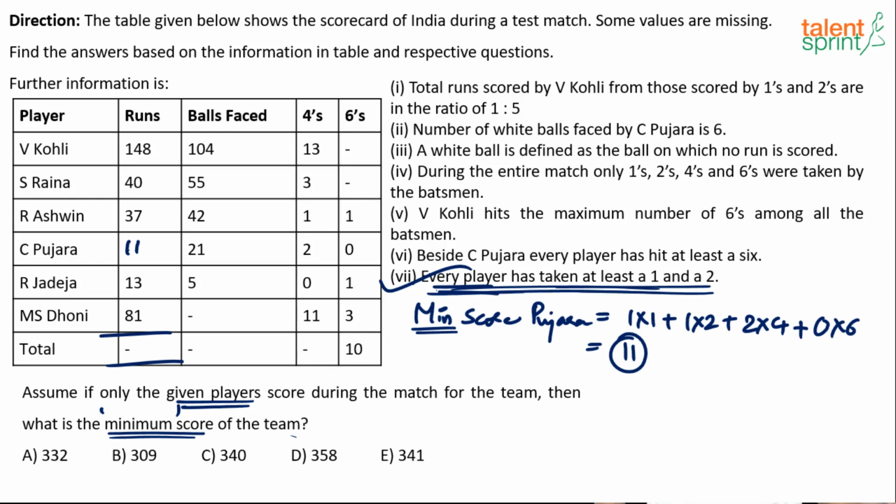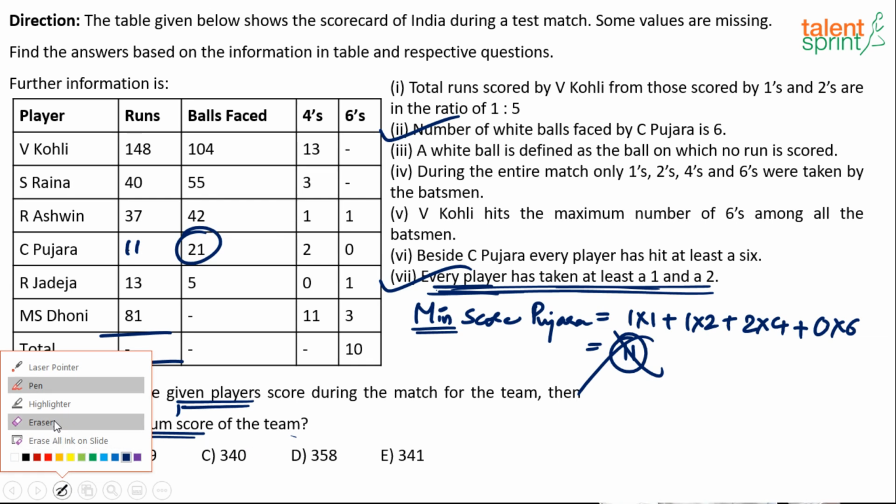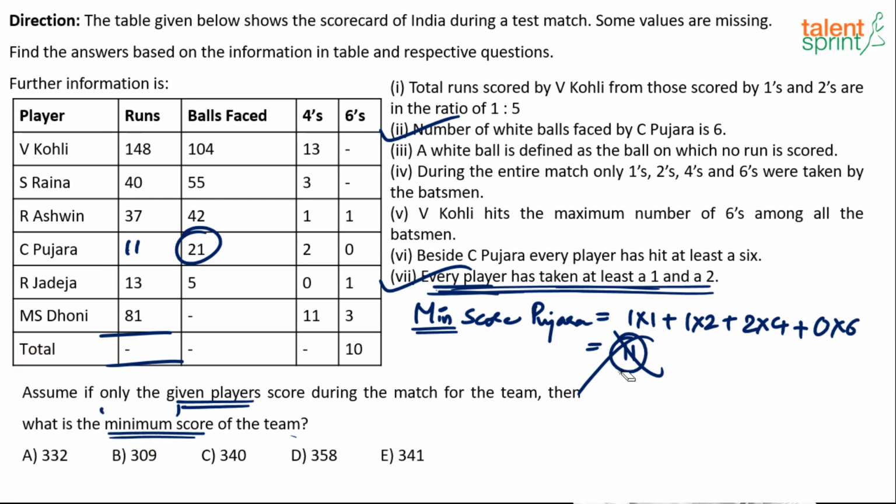Okay, I think somebody has got a question. Don't we consider number of balls faced? Oh, hold on. Yeah, I have to. Sorry, there's a mistake that we have done here. I'm sorry. Minimum score cannot be 11 here. There was one more condition given about Pujara, that he has faced 6 white balls. I assumed that all the remaining can be taken as white balls, but we should not neglect this point. He has faced 6 white balls. Sorry, so this would be a wrong calculation. Hold on. I think that's the reason we're not getting the answer as well.